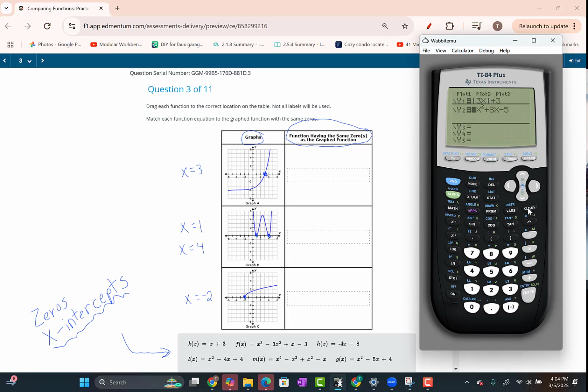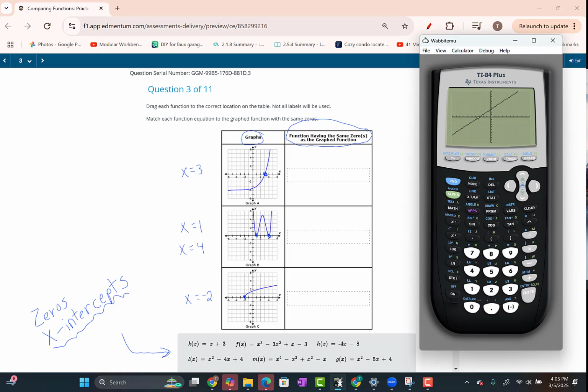So if you're using a calculator like I am, you want to go to y equals in the top left corner, and let's type in this first choice, k of x equals x plus 3, and see where it crosses. It looks like it crosses at negative 3, and you'll notice none of these others have an x-intercept of negative 3.